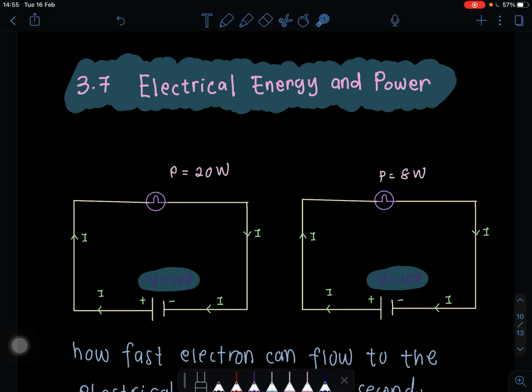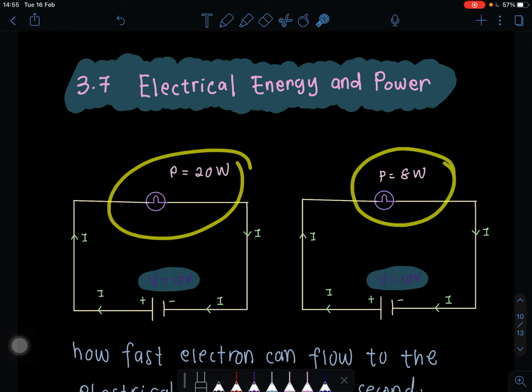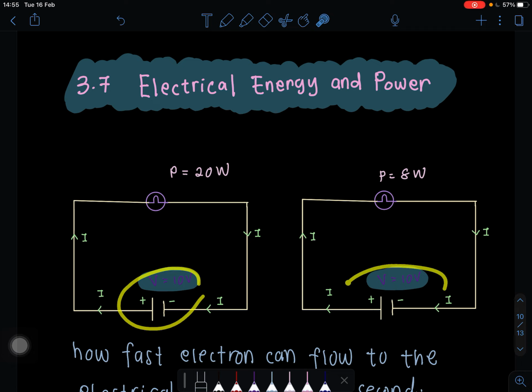So with different power, which bulb do you think will have a higher brightness? Is it this one or this one? Since they both have a constant power supply voltage, which is 10 volt. Okay, so obviously the one with higher power has higher brightness. So higher power has higher brightness.